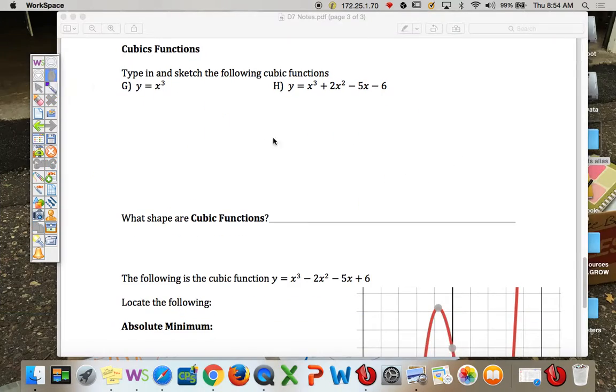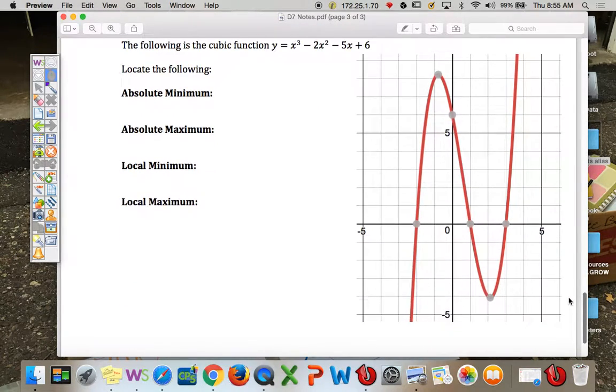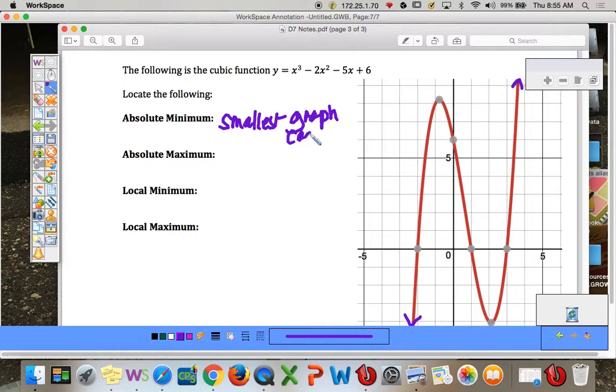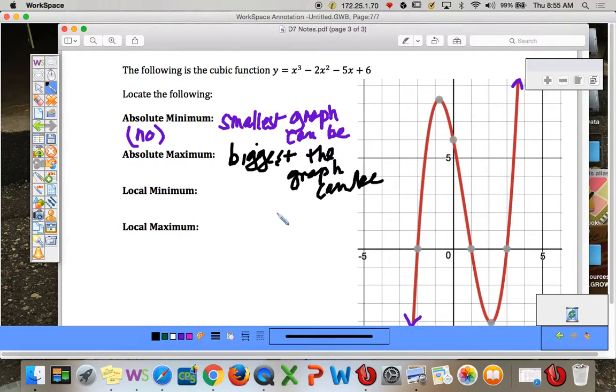Okay, the following is a cubic function. Okay, so here's the one we just graphed. Locate the following. So here's some vocab we have to know. Absolute minimum. The absolute minimum we don't know because it keeps going down forever. So here we don't know, but it's the smallest the graph can be. And here there's no absolute minimum. The absolute maximum is, of course, the biggest the graph can be. And here there's no absolute maximum for this one.